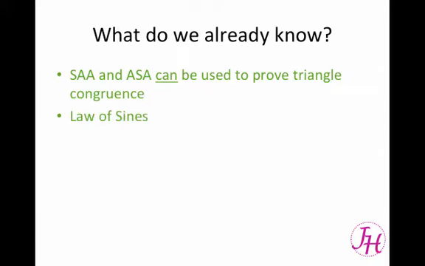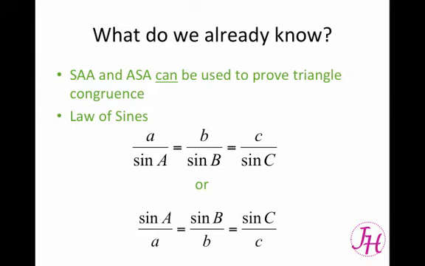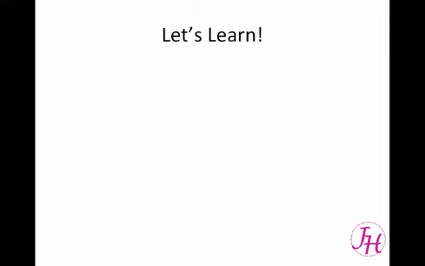So let's look at our law of sines. We know that the ratio of side A to sine of angle A equals the ratio of side B to sine of angle B, which equals the ratio of side C to sine of angle C. Or you can write it as the reciprocals. So the sine of angle A over side A equals the sine of angle B over side B equals the sine of angle C over side C. So let's apply this to a problem.